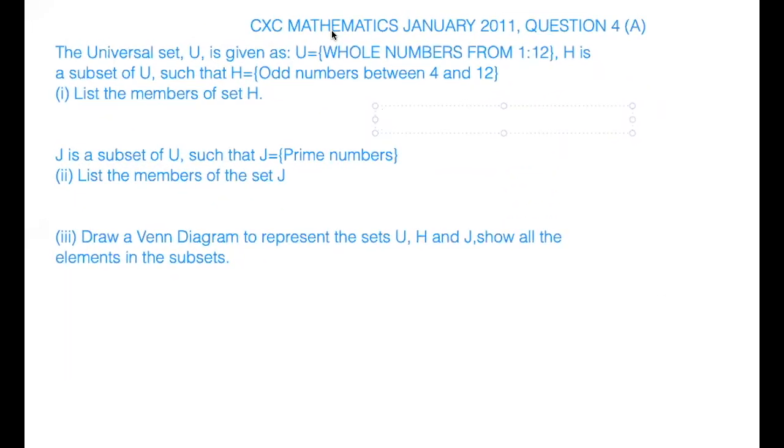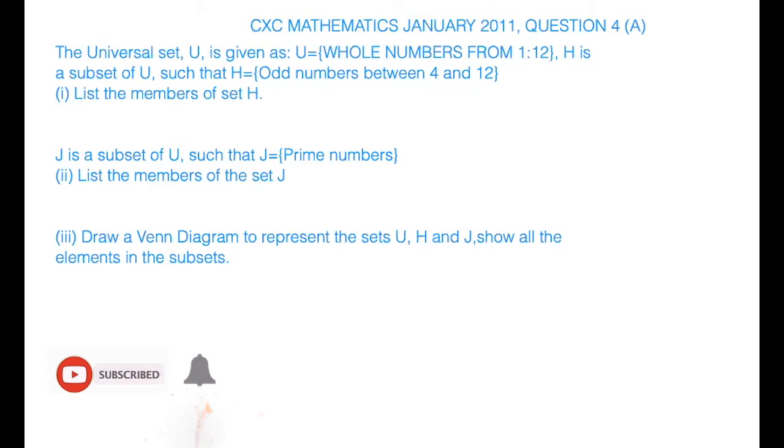Today we'll be doing a CSEC mathematics question, January 2011, question 4A, which is a set question. It states: the universal set U is given as whole numbers from 1 to 12. H is a subset of U, where U is the universal set, such that H is equal to odd numbers between 4 and 12. The first part says list the members of set H.